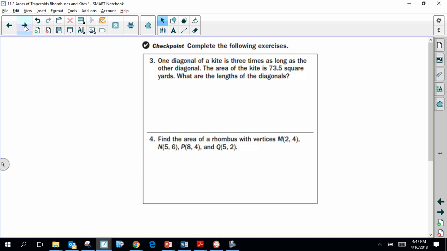Okay, so hopefully you guys have your answers worked out for these last two problems. So one diagonal of a kite is 3 times as long as the other diagonal. So this is very similar to the last one that we worked out, where the diagonals were x and 2x. Find the area of the kite. The area of the kite is 73.5. What are the lengths of the two diagonals?